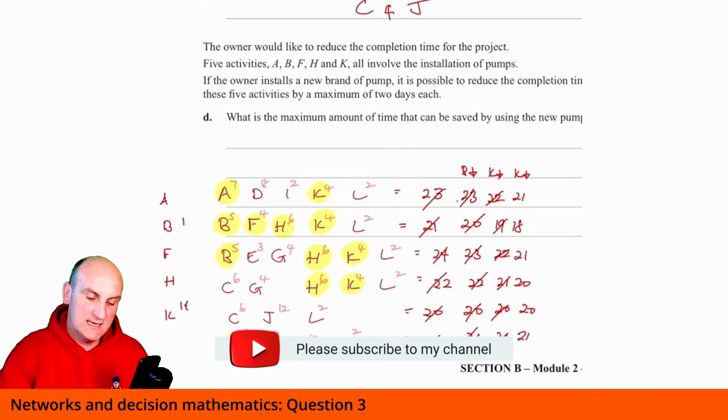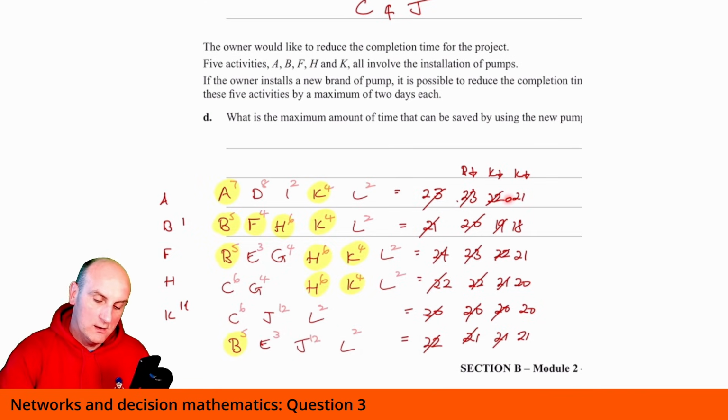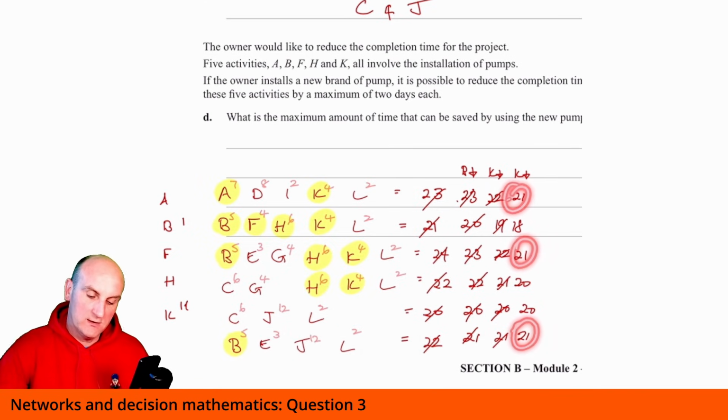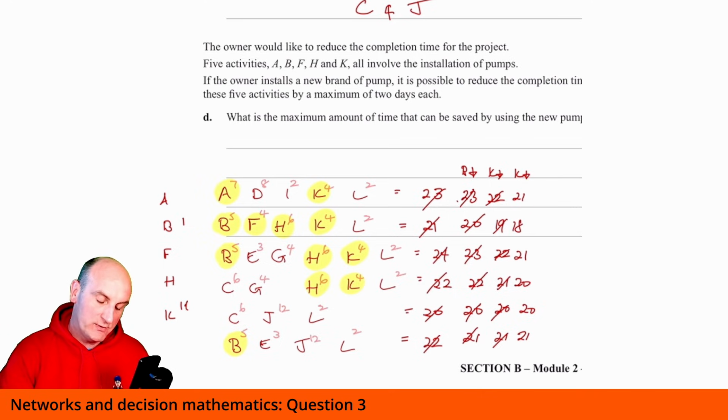Okay, so what do we notice now? Oh, yes, I've got 21, 21, and 21. So what do they share? Well, I can't bring K down anymore, so the only thing I can bring that down by is A. So I can bring that one down by A, and these two can bring down a B.